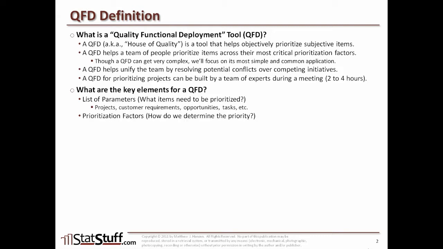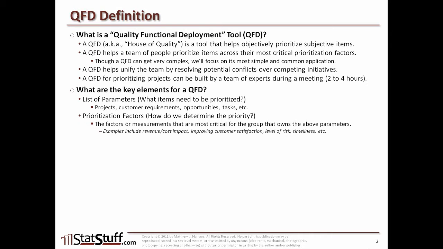The next item is the prioritization factors. In other words, how are we going to determine what the priority is for these different things that we want to prioritize? So the factors or measurements are basically those that are most critical for the group that owns those parameters. So for whoever owns the projects or the requirements or opportunities, whatever it is you're prioritizing in your list of parameters, they're probably the best ones to define what prioritization factors you're going to use.